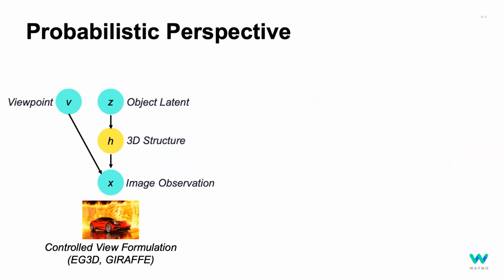Let's come back to the problem formulation from a probabilistic perspective. Given the viewpoint variable v, whether it's hidden or given as a conditional variable, as well as the object latent variable z, most previous work, what I call controllable view formulation, uses it to generate the images. So here, the assumption is the object is always visible, and maybe placed at a certain distance.